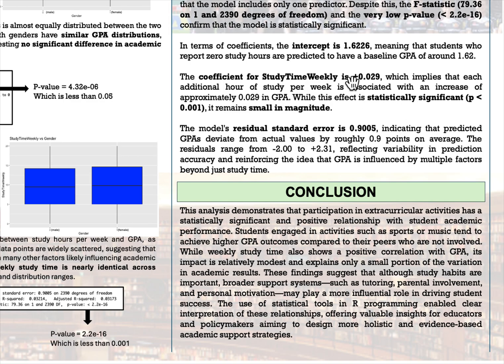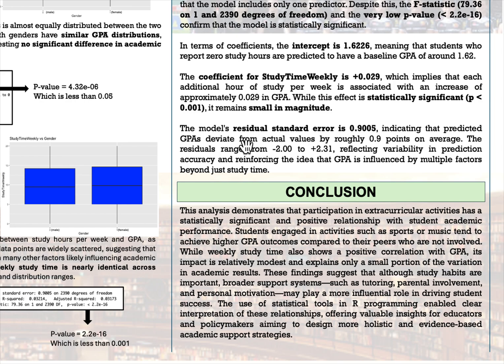In terms of coefficients, the intercept is 1.6226, meaning that students who report 0 study hours are predicted to have a baseline GPA around 1.62. And the coefficient for weekly study time is plus 0.029, which implies that each additional hour of study per week is associated with an increase of approximately 0.021 in GPA. While this effect is statistically significant, it remains small in magnitude, with a p-value less than 0.01.